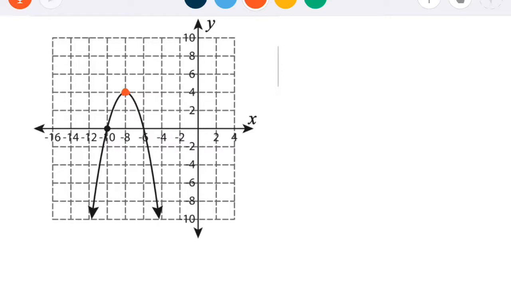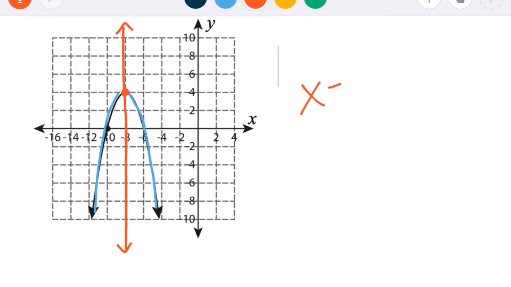So in this problem, the axis of symmetry, if I were to draw it, is that line right there. So that is the vertical line that divides this parabola into two equal parts. As you can see, if we look at the two sides of the parabola, those are equal. They're the same. So that's the axis of symmetry.